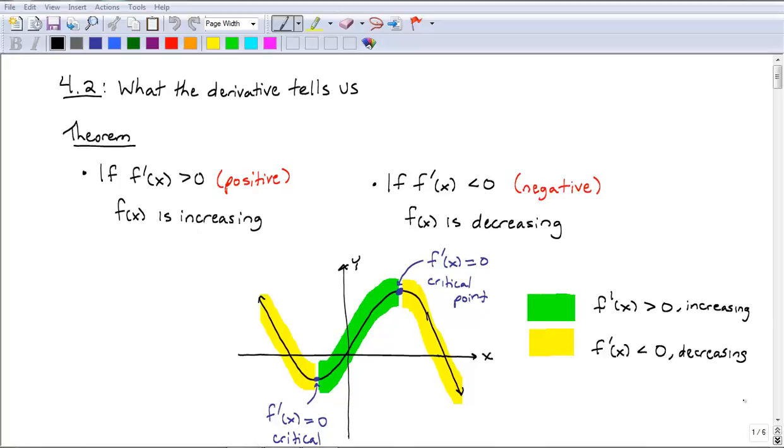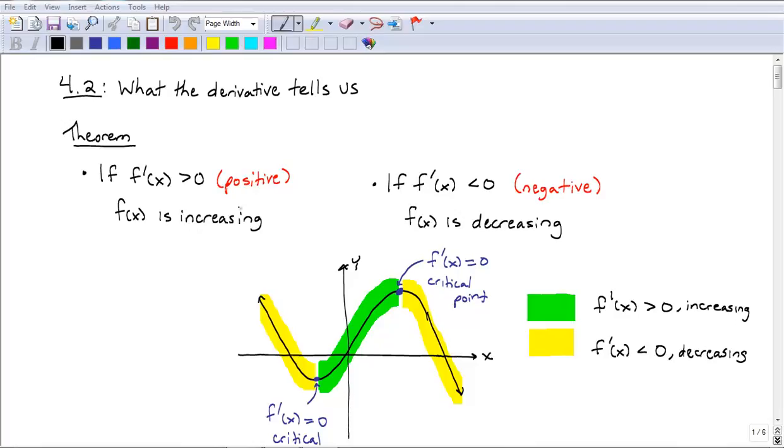Section 4.2 talks about the information we can glean from the derivative. It's what the derivative explains for us. And the first theorem talks about what the derivative tells us when it's positive or negative. It says that if the derivative is positive, the graph is increasing there. And if the derivative is negative, the graph is decreasing there.